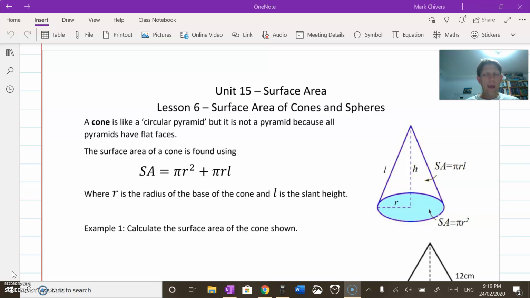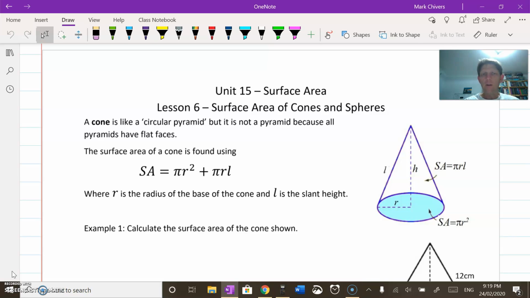I'll talk about how these formulas come about maybe at some later time. But for today, we're just going to accept the formulas, learn how to use them and apply them in the context of questions. So first of all, we'll deal with the surface area of cones. We've got this formula here where the surface area is pi r squared plus pi rl.